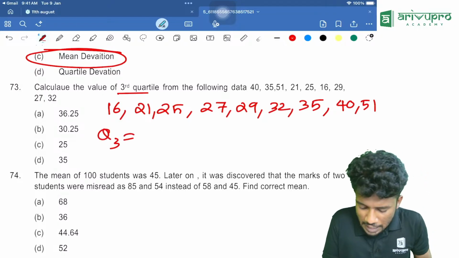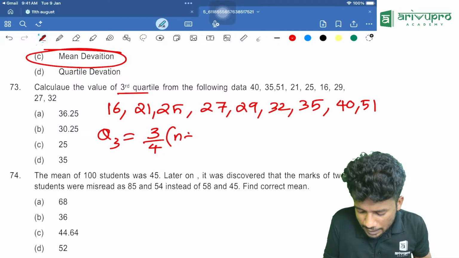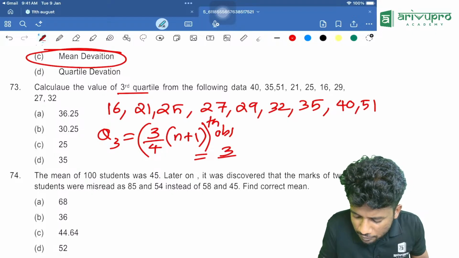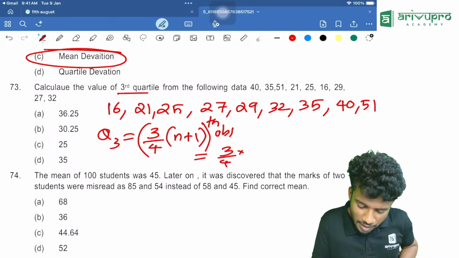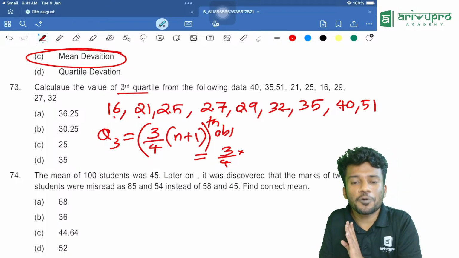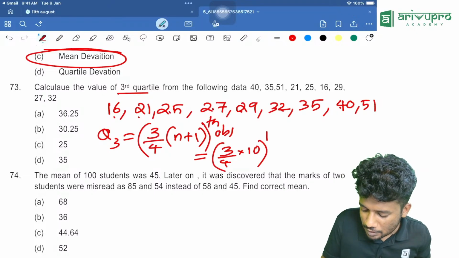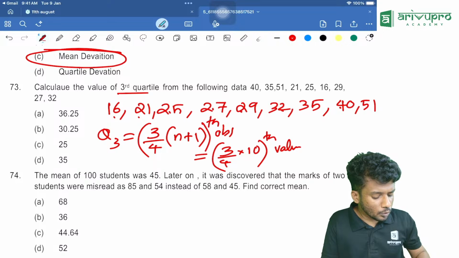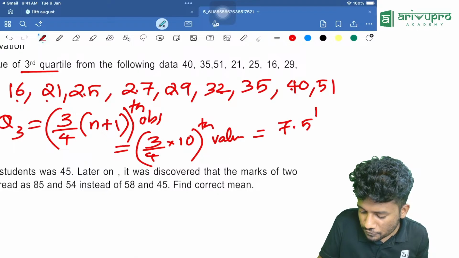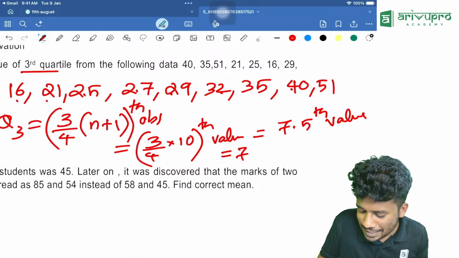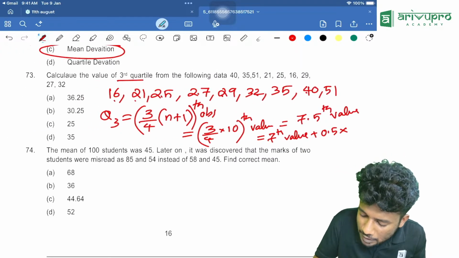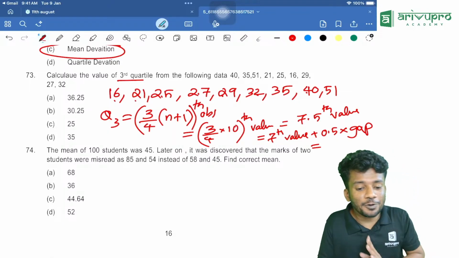Now, how to find Q3? Q3 is the 3 by 4 into (n plus 1)th observation, right? How many terms are there? 1, 2, 3, 4, 5, 6, 7, 8, 9. That means 9 plus 1 is 10. Now, 3 into 10 divided by 4 is the 7.5th value. That is the 7th value plus 0.5 into gap. People, if you watch the marathon, you will understand what that gap is.